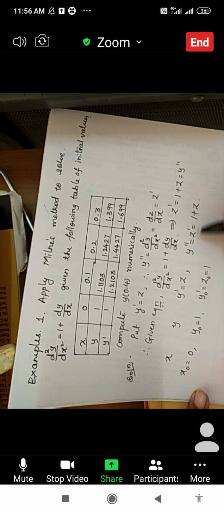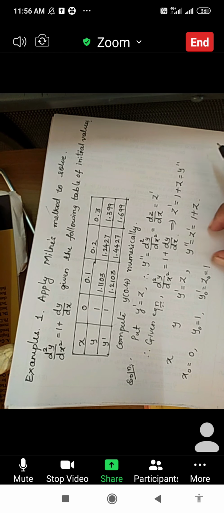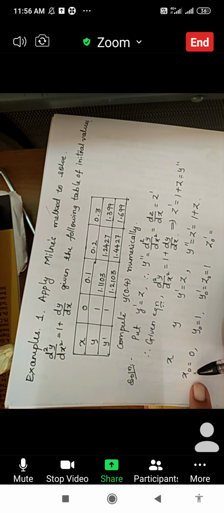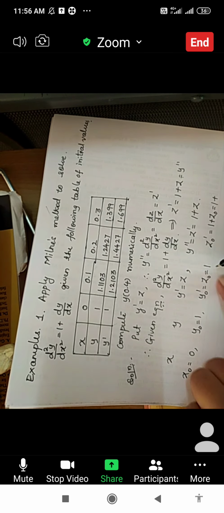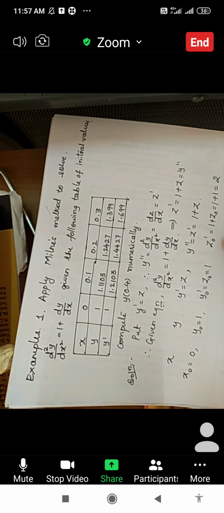Next, we'll calculate this. Now here you can use double dash notation and all, but it simply becomes lengthy. If you see the set of formulae, we don't have any y double dash in our set of formulae. So denote this value as z naught dash. Am I right? When x is changing, y is changing, obviously this also changes as z naught dash. How is it defined? 1 plus z naught. So 1 plus, what is z naught? 1. So the value is 2. So z naught dash is 2.